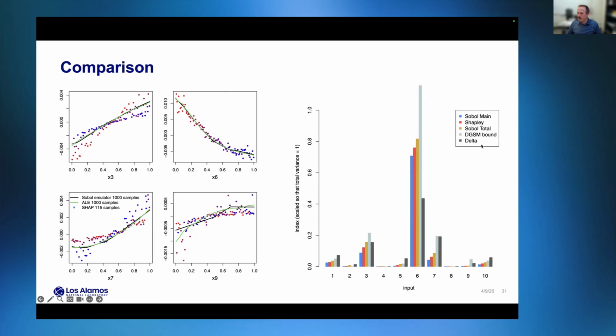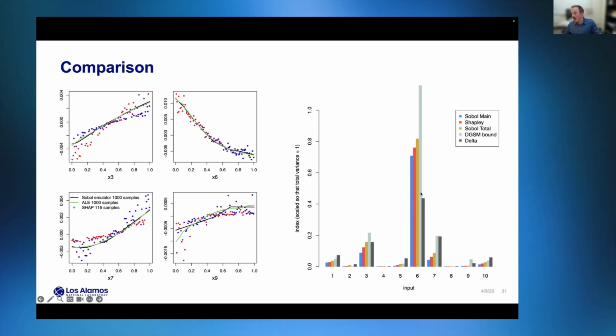And then that delta approach with the moment-free approach is shown in dark gray. And so you can see that for these different inputs and see the value that you're getting from these. So you can see, like with the DGSMs, you could say, okay, we definitely can't rule out that X6 has a large effect. And I think there's DGSMs for lower bounds also that can be calculated, but maybe are a bit more tricky.